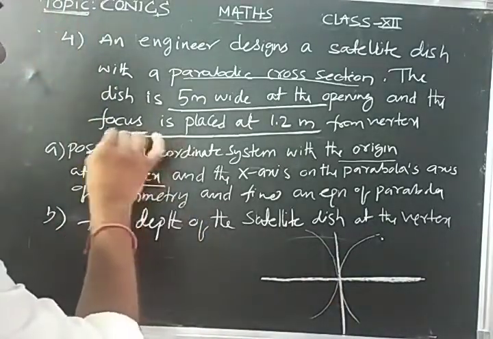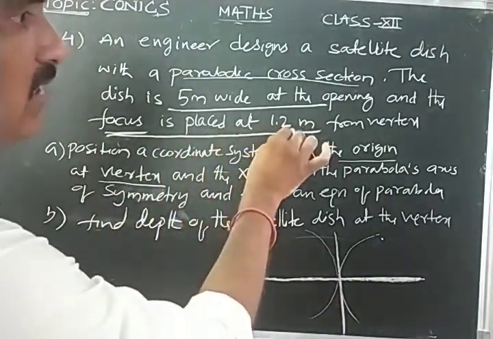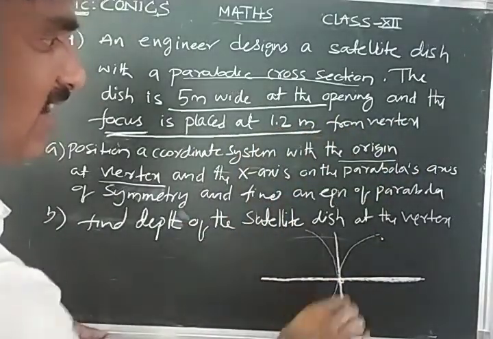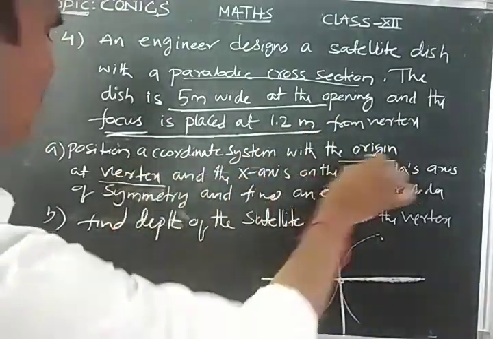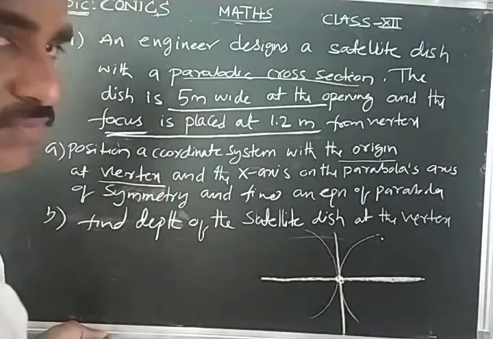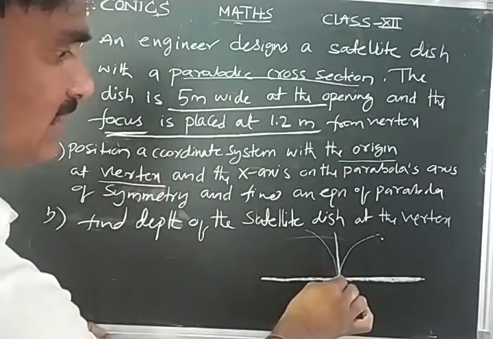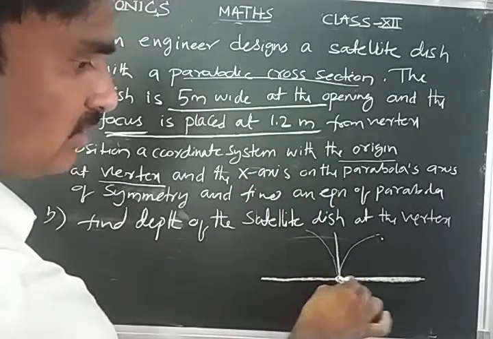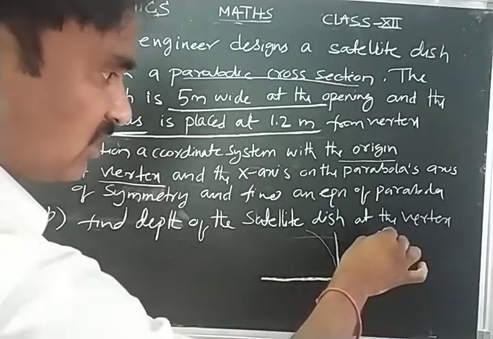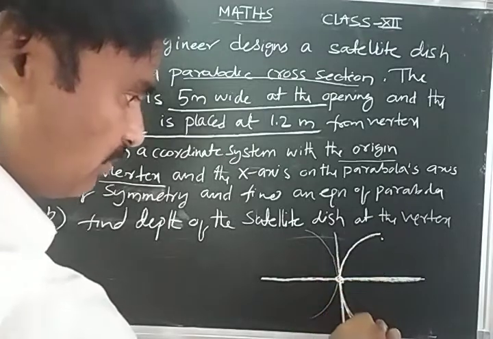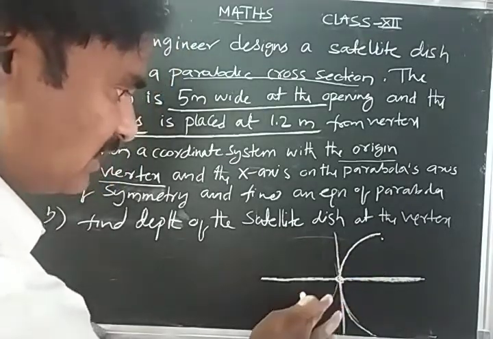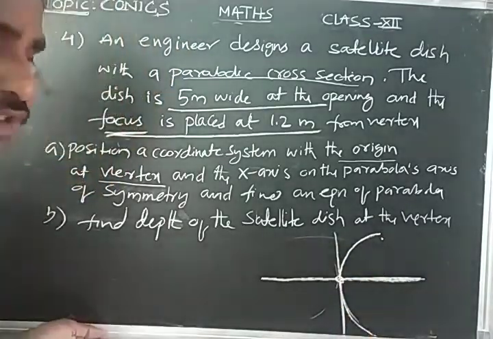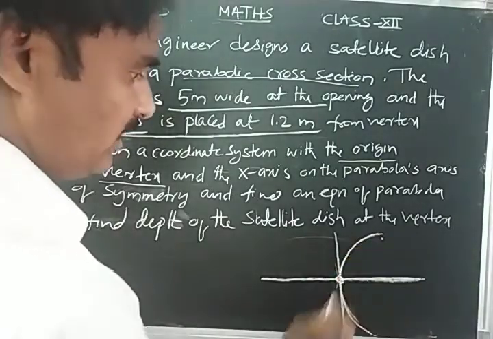Now see here, the focus is placed at 1.2 meters from the vertex. It is given, take the origin as the vertex. So this is the vertex. Automatically, 1.2 meters away from the vertex we have the focus. 1.2 meters means right hand side. Okay, so that's why I am taking the parabolic shape of the satellite opening to the right hand side, positive x-axis. Okay, right.